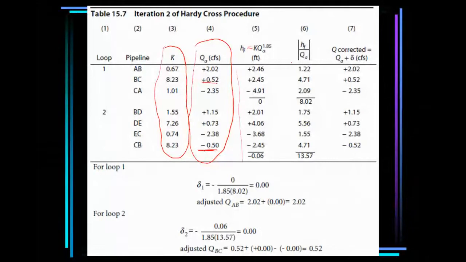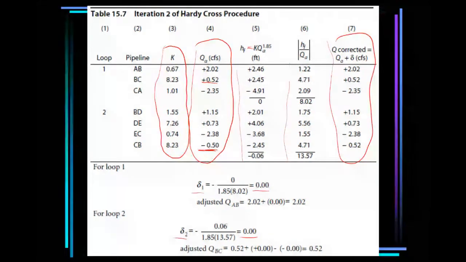So we compute it again, and this one again, and then compute del 1 and del 2 again. You can see del 1 here is 0, del 2 is also 0. So it means the assumed values are correct. No need to adjust them any further. And in that case, this is the final flow rate. This is the final corrected flow rates for the flows in the pipes. So now these are the flow rates in each pipe.